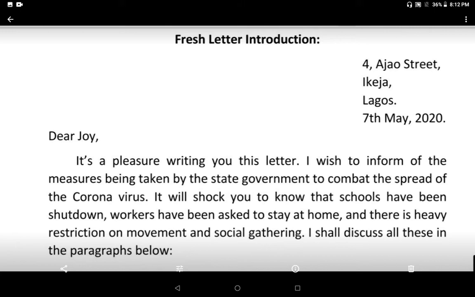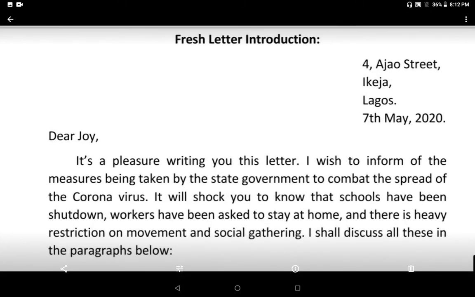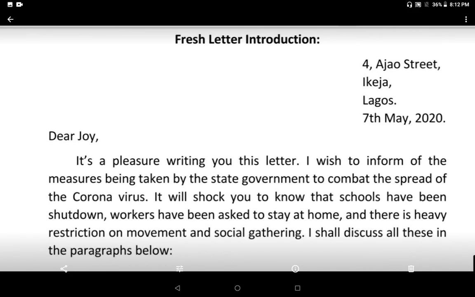I shall discuss all these in the paragraphs below. Now, this is what an examiner wants to see. Any examiner that sees this will be reassured that yes, I have a good student. You've talked about the theme of the letter, and you talked about the topic sentence of each of your paragraphs, the main thing you're going to be talking about in the paragraph. You've talked about it, and then you've asked the reader to move on reading.